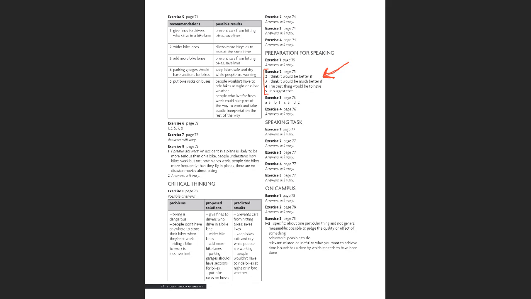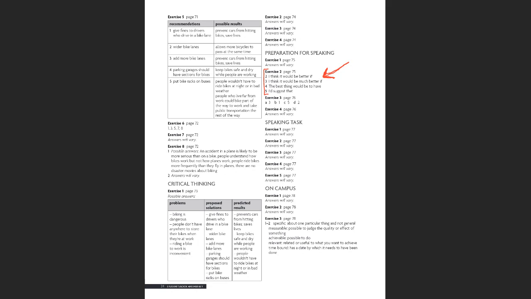Do you notice that almost all of these use would, right? Would. That is one way to introduce a solution, because we're talking about the future and this is like a conditional. I think it would be better if, right? We've got the if and the would in the same sentence. Those are kind of like a pair. They go together. So good. For number 2, I think it would be better if.